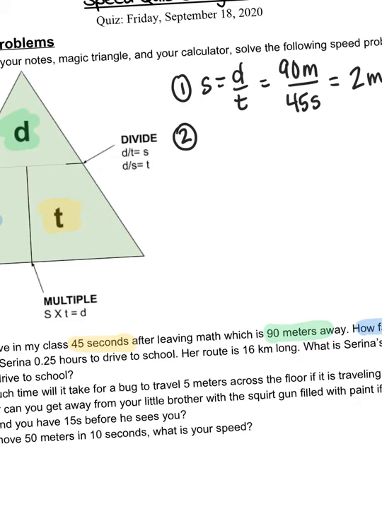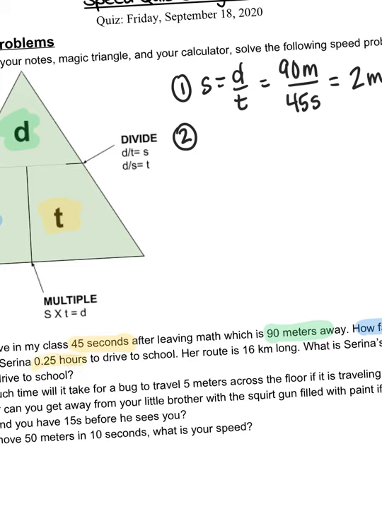It takes Serena 0.25 hours to drive to school. Her route is 16 kilometers long. What is Serena's average speed on her drive to school? First of all, Tyler, what's a number that we have in there? Okay, is that time, distance, or speed? Time.